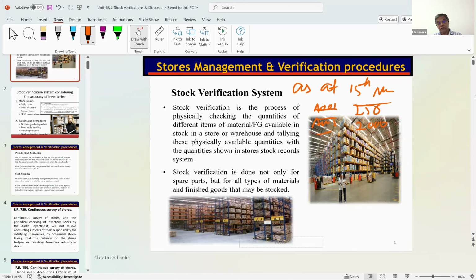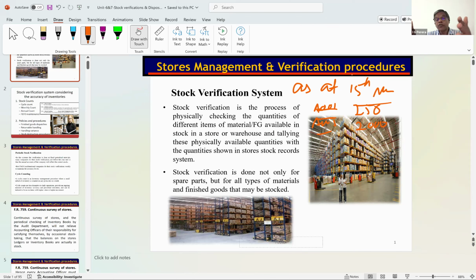That is why it is called verification. But verifications are done for different reasons. We'll go into details later on why stock verifications are done. So verification is where you compare your system balance with the physical balance. As of today, if there are 250 items in the system balance, you'll go and count them. You'll go and measure them and see physically how many units you have.